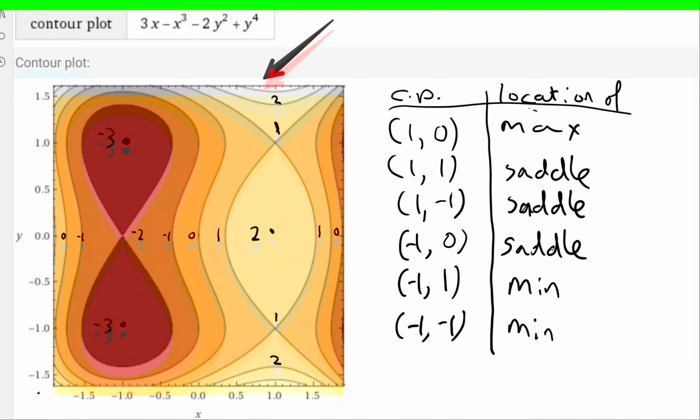Now, I've added to the picture. Wolfram Alpha will draw the level curves, but it won't label them. So I went in and did a few calculations so I was able to label these level curves so that we could do an analysis a little bit better.